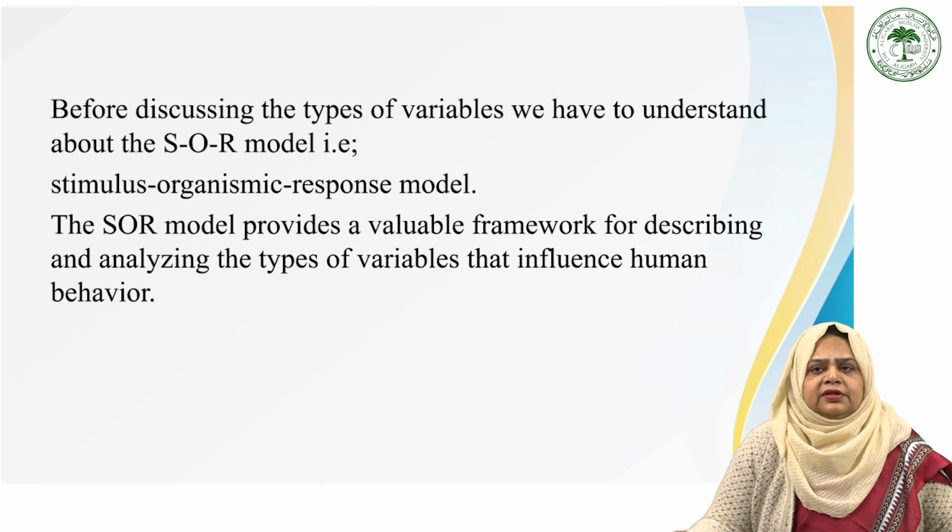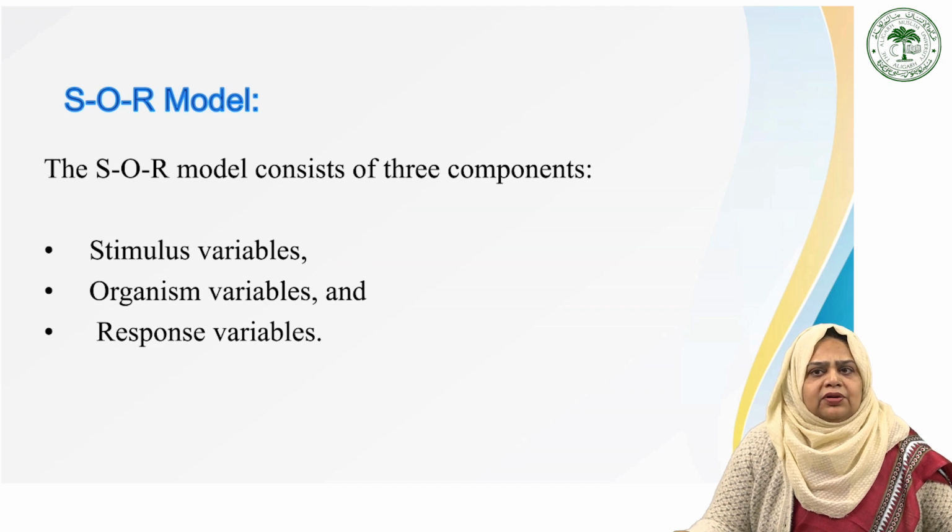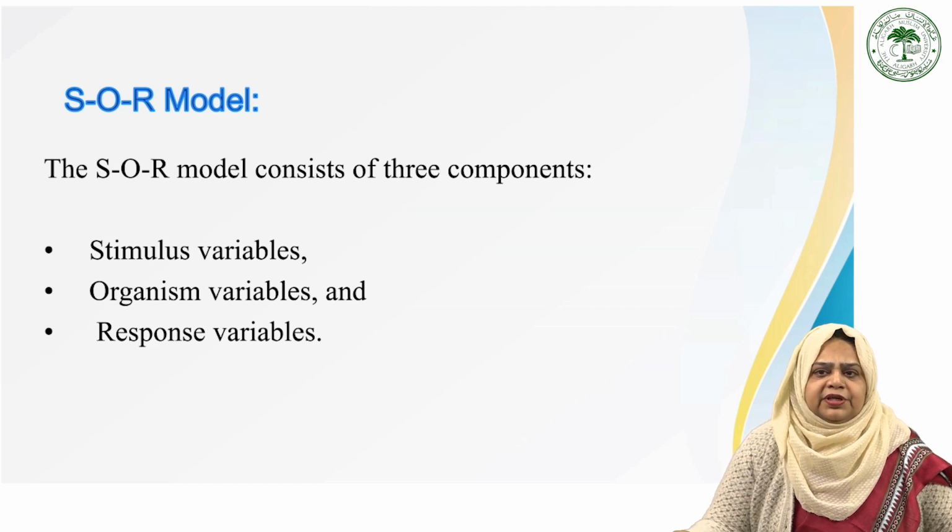Before discussing the types of variables, first we have to understand the SOR model, that is, the stimulus organismic response model. This SOR model provides a valuable framework for describing and analyzing the types of variables that influence human behavior. It helps researchers gain insights into the complex processes underlying behavior and facilitates the development of more effective interventions and strategies in various domains. The SOR model, according to psychologists, is a very important model and they use it to study behavior and its causes by examining various variables. This SOR model consists of three components, that is, stimulus variables, organismic variables and response variables.